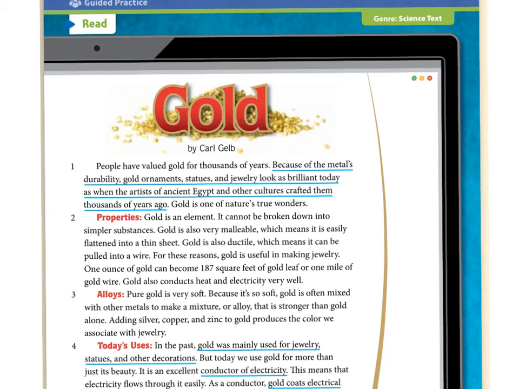If you are listening, you already knew to fill in the word well. Good. Paragraph 3. Alloys. Pure gold is very soft. Because it's so soft, gold is often mixed with other metals to make a mixture or alloy that is stronger than gold alone. Adding silver, copper, and blank to gold produces the color we associate with jewelry. Very good, Will. Great job, Alexia.